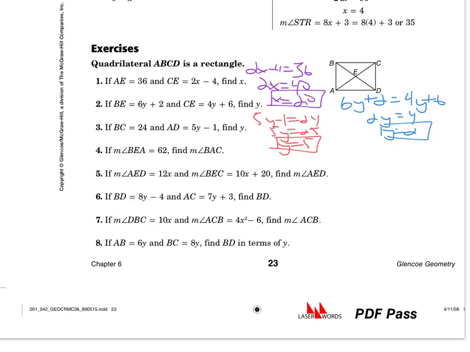So number 4, we've got measure of angle BEA is 62. Right, so this is 62 right there. They want us to find this angle right here, measure of angle BAC. Alright, so you have to use that fact that I was talking about from earlier, that this turns into an isosceles triangle. Okay, so BAC and ABD are going to be the exact same.